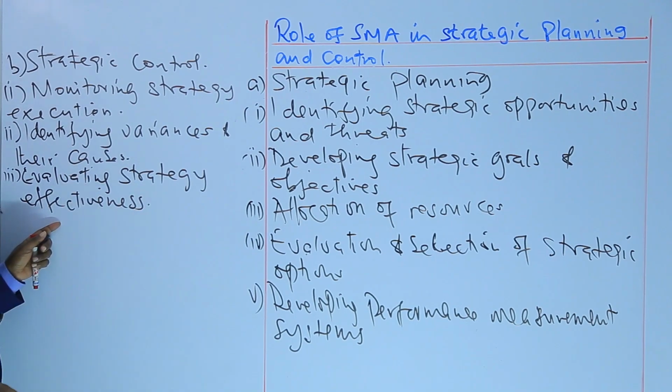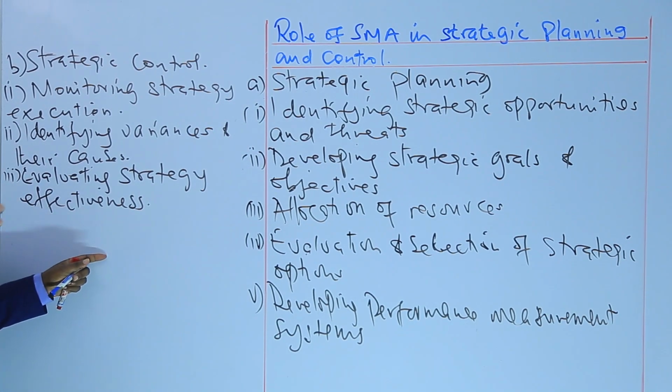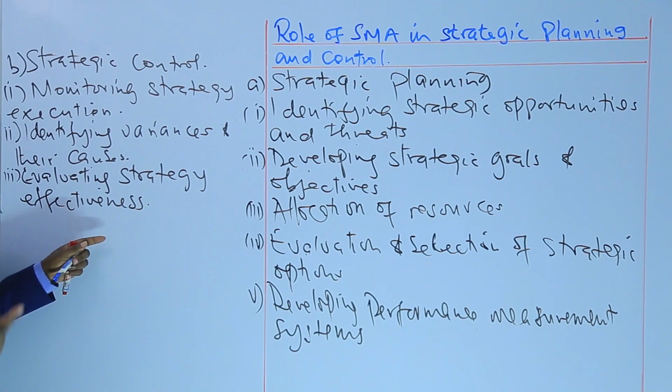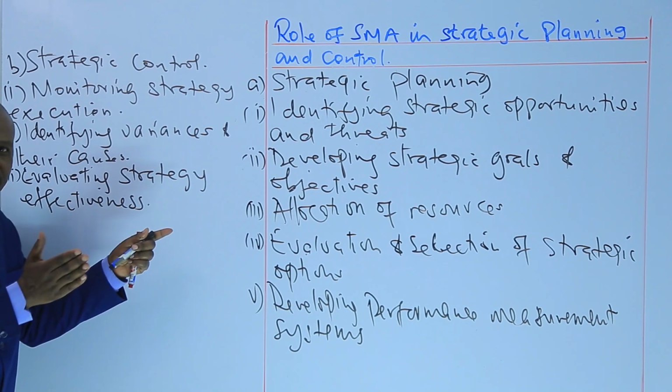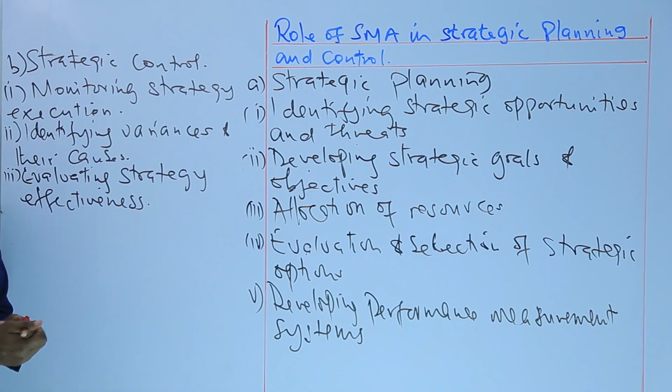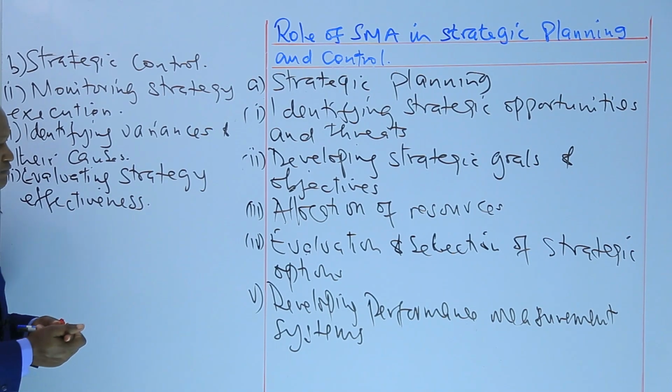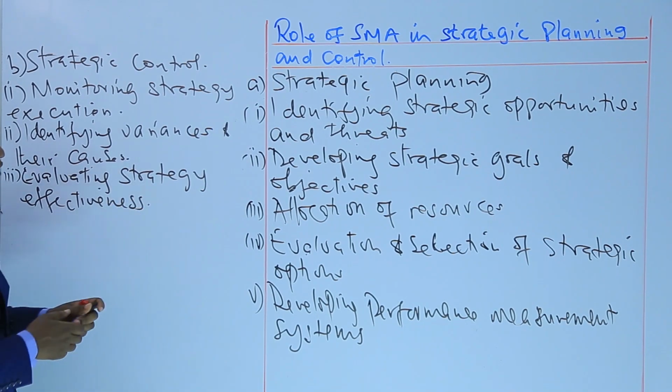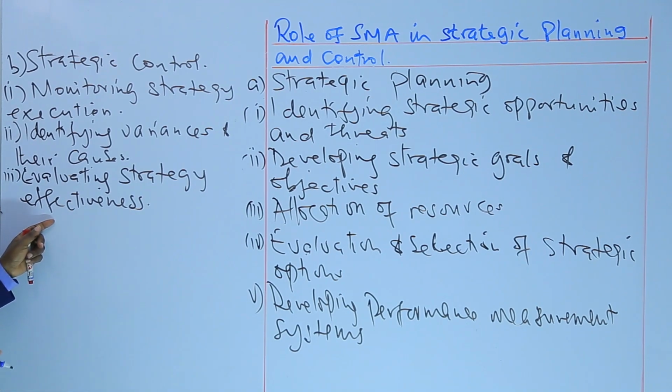Evaluating strategy effectiveness. SMA provides information that helps in the evaluation of strategy effectiveness. SMA facilitates the evaluation of the effectiveness of implemented strategies by measuring their impact on the financial and non-financial performance metrics.